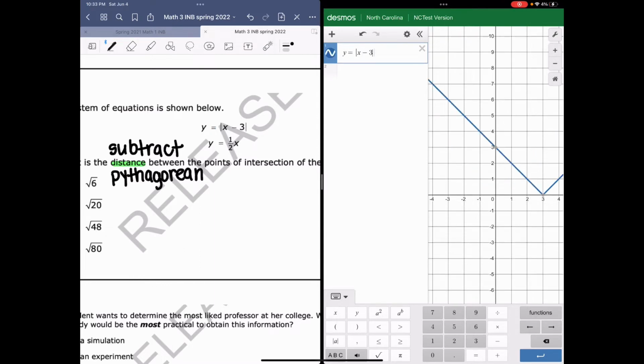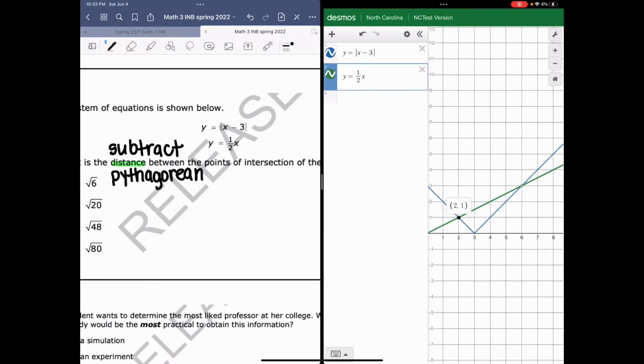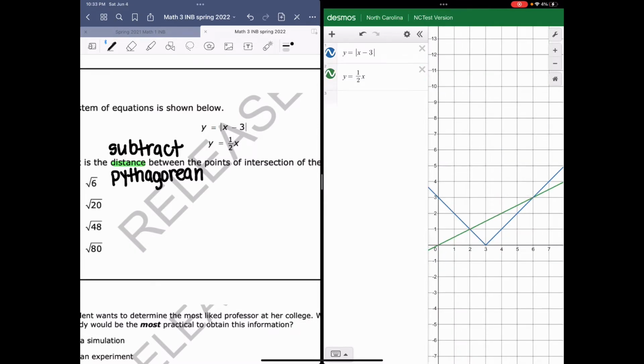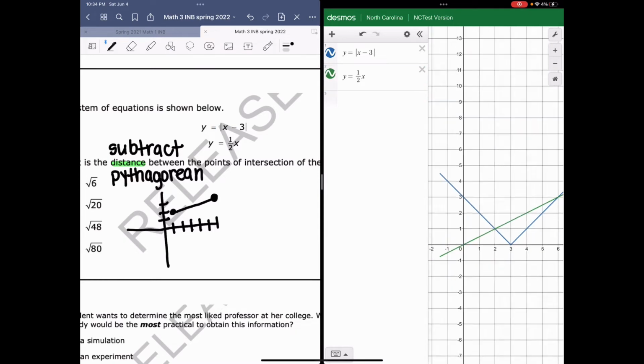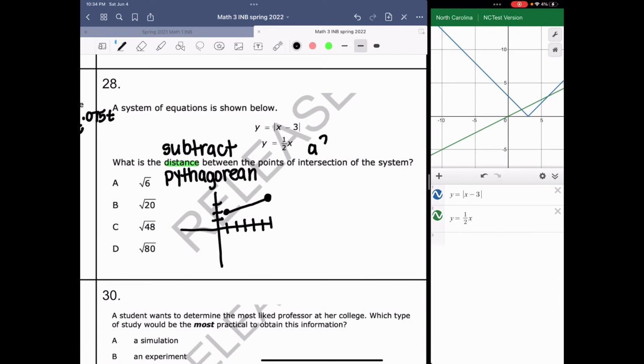So x minus 3. And then we have y equals 1/2 x. All right, so we have our first point at 1, 2, and our second point is at 6, 3. So I'm just going to draw a general graph here. So we have 1, 2 as our first point of intersection, and then we have 6 and 3. So they want to know what is the distance between those two. So yes, we are going to have to do Pythagorean Theorem here. Remember you can make your right triangle your L, and that's going to help you find your A and your B value. So that's going to be a unit of 1.